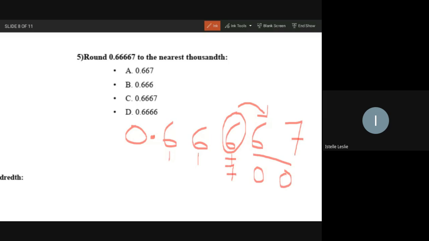And what happens to the digit before it? We leave it the same. Like we said, the last zeros can be discarded as long as there are no digits with them. There's no number from 1 and above with them. Thank you, Estelle. So that leaves us with option A.